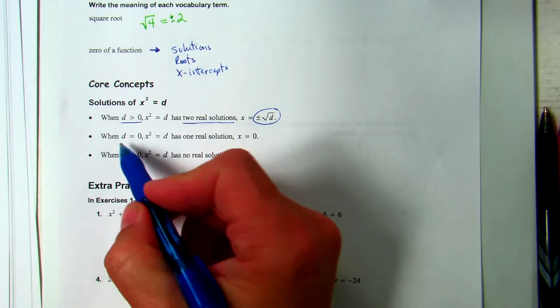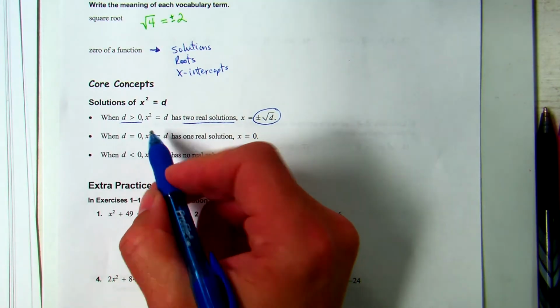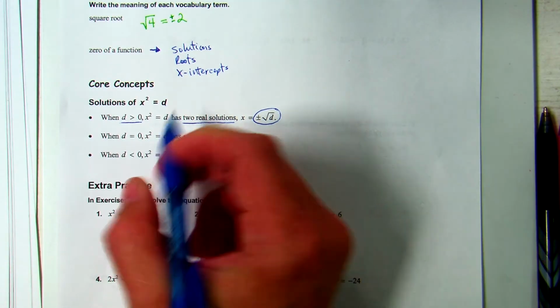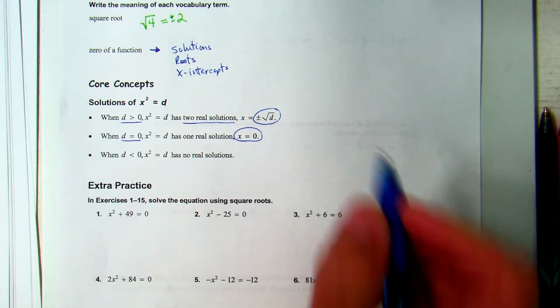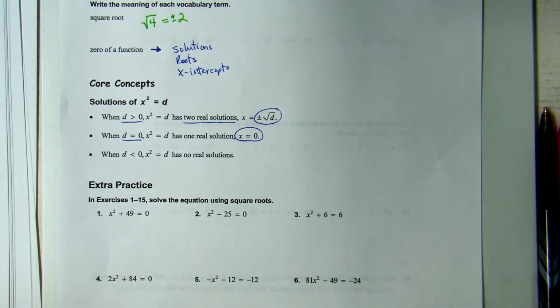All right. When d equals 0, so if you have x squared equals 0, then x is just going to equal 0. It's pretty easy, because 0 times 0 will be 0. So the square root of 0 is just 0.